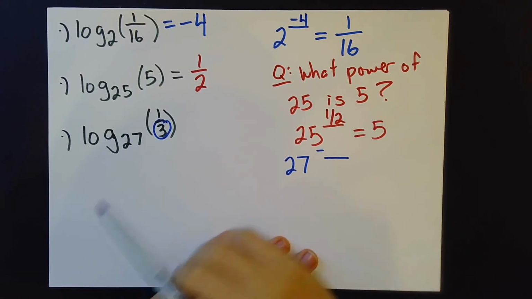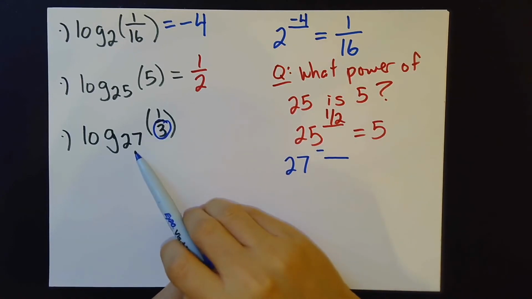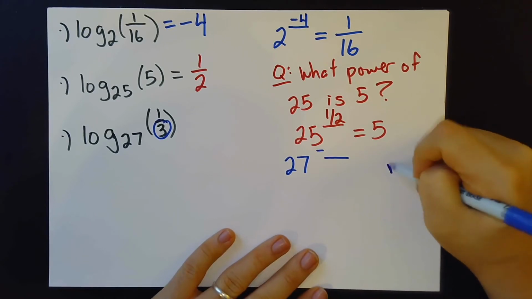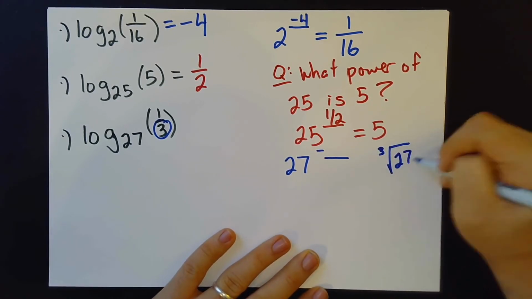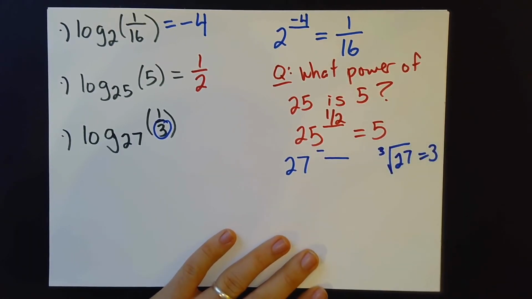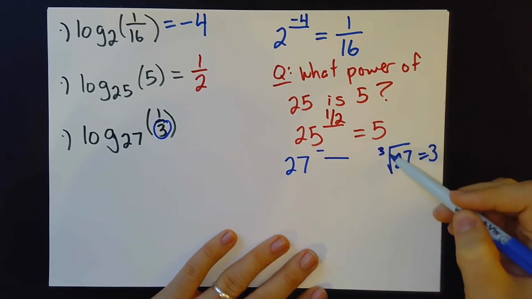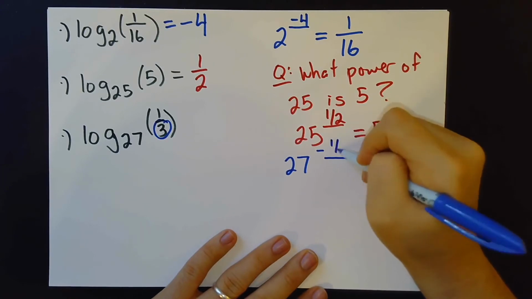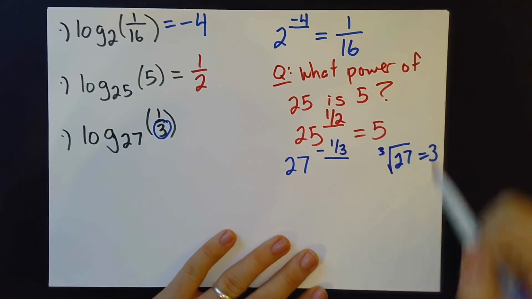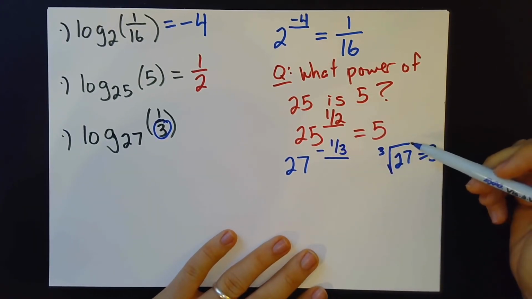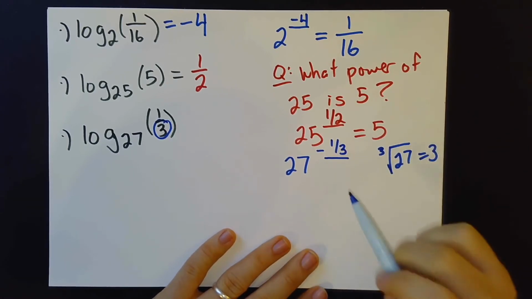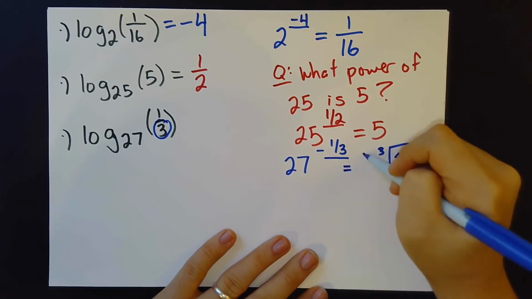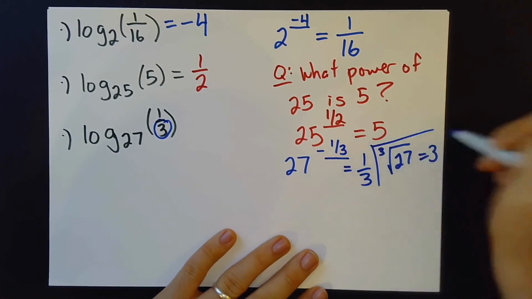But I have to decide, how am I supposed to get a 3 out of 27? And the key thing here is you have to realize that the cube root of 27 is 3. So in other words, the power I need here is actually -1/3. Because remember, the cube root corresponds to the 1/3 power. And so 27 to the -1/3 is 1/3, which is what we're looking for.